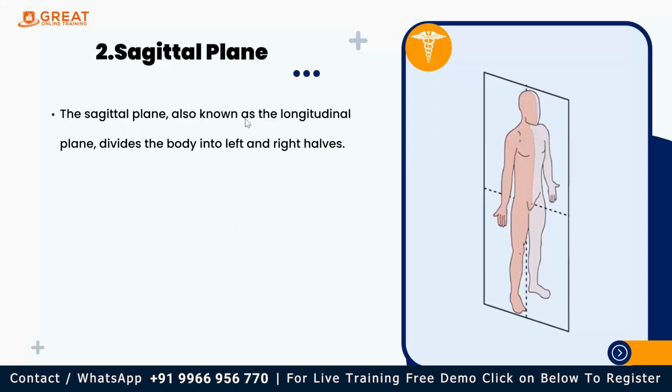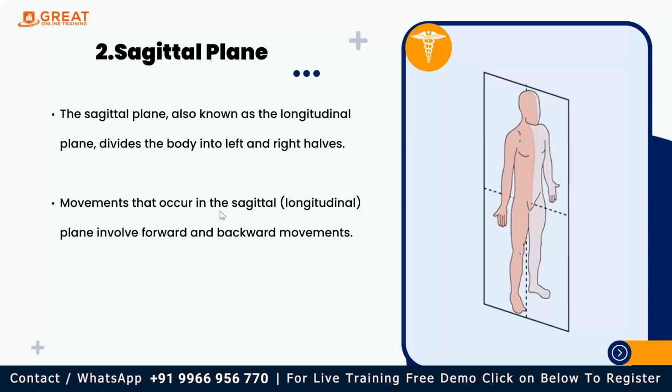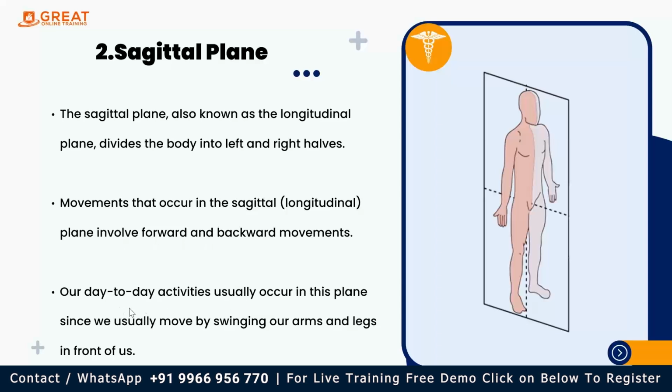Next, sagittal plane, which divides our body into left and right. The sagittal plane, also known as the longitudinal plane, divides the body into left and right halves. Movement that occurs in the sagittal or longitudinal plane involves forward and backward movements. Our day-to-day activities usually occur in this plane, since we usually move by swinging our arms and legs in front of us. Okay, so the sagittal plane divides our body into left and right.